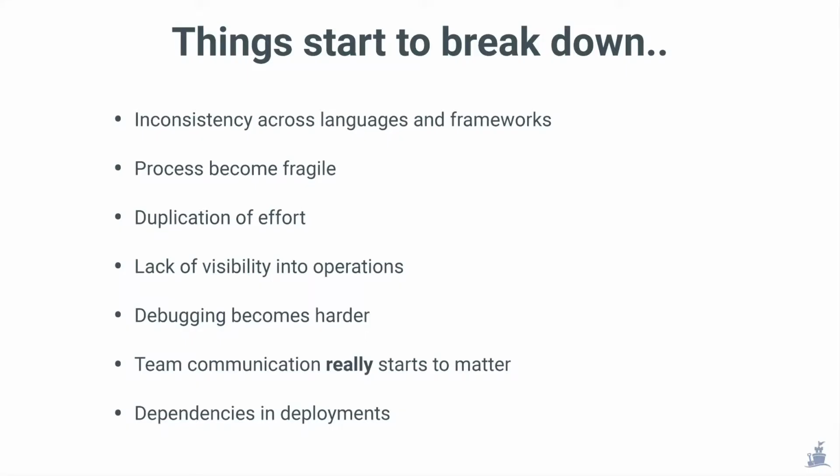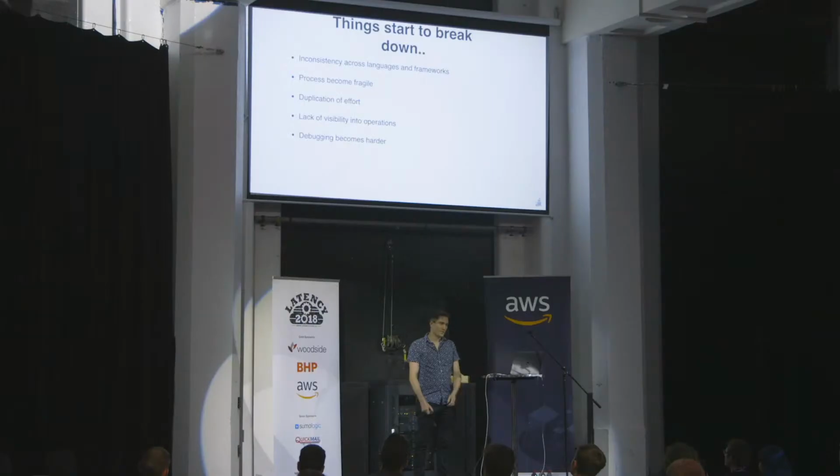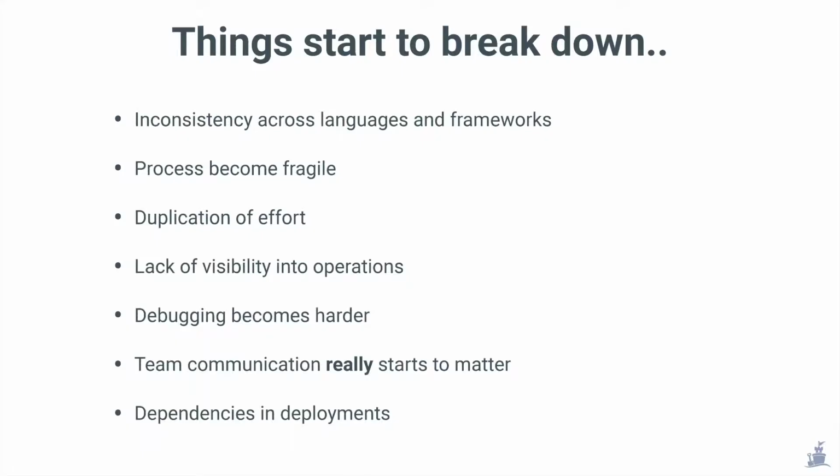And things become a lot harder to debug. So as you're debugging, the problem is not always where you start. Sometimes you have to go down 2 or 3 levels in order to find the actual problem. And this is where team communication really becomes crucial.